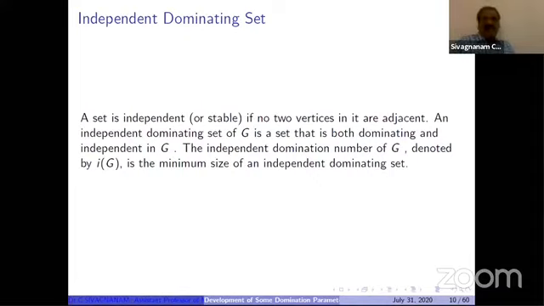A set is independent means no two vertices are adjacent. That type of vertices we have to collect and form. Now, S is a dominating set as well as independent. A dominating set as well as independent set is called an independent dominating set.